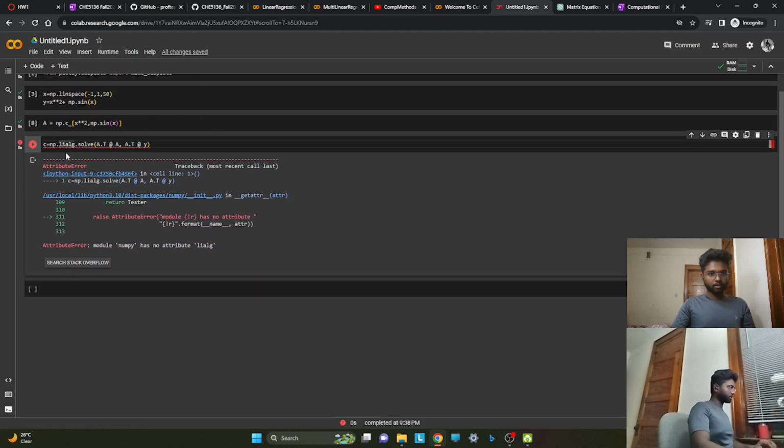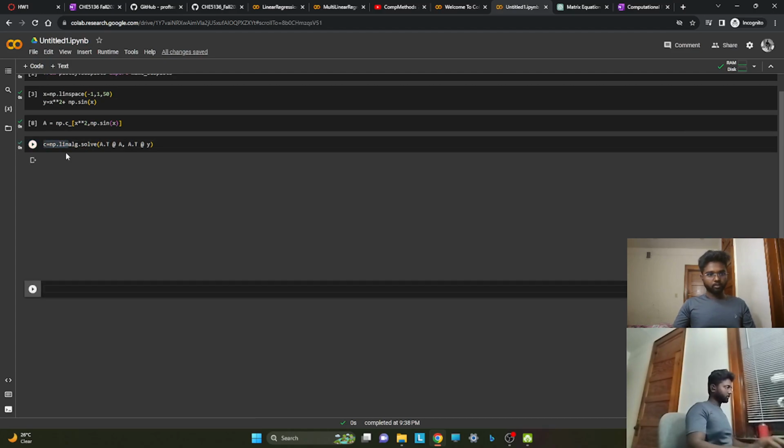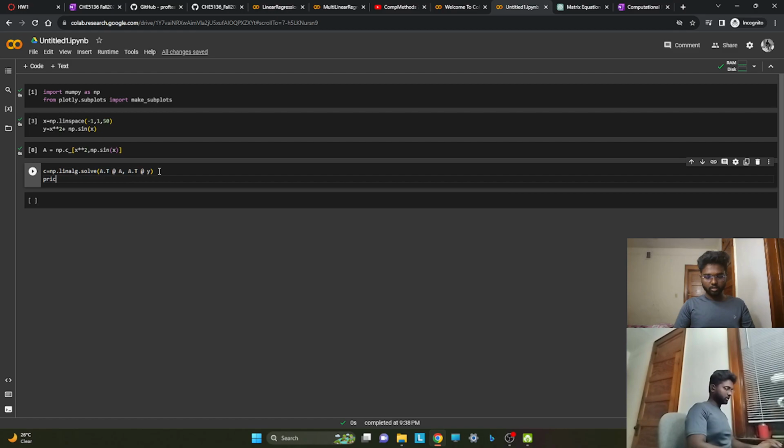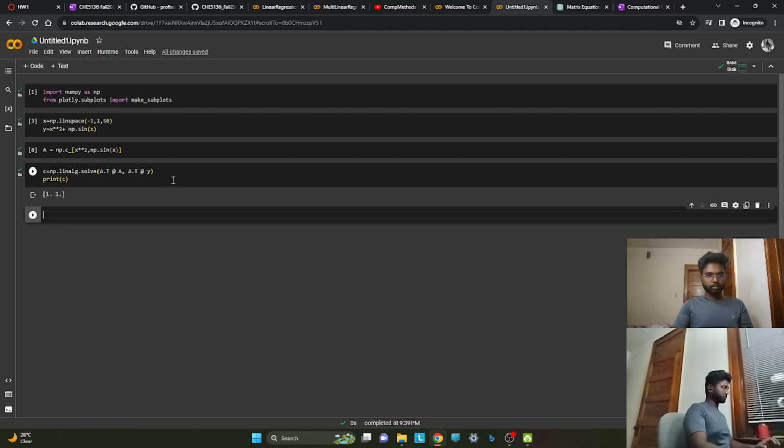Okay, I made a mistake over here. Yeah, okay, shift enter, the value is stored. Now if you want to see the value of c, our coefficient matrix, we will print c to see the values. Okay, it's 1 and 1. Okay, we got these values. Now let's go and plot it.